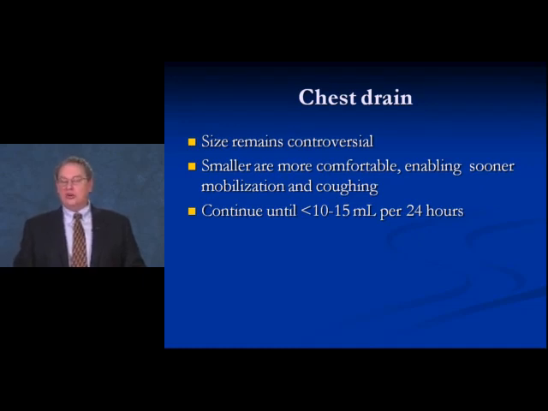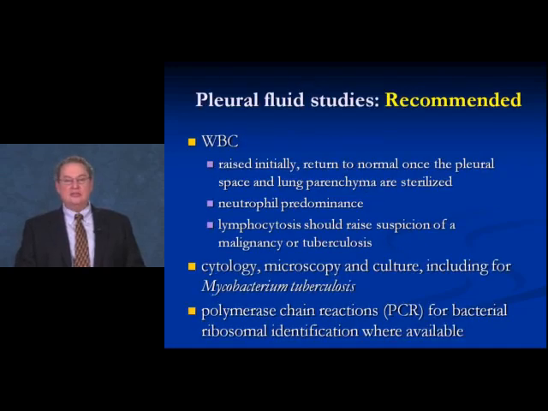The smaller ones are more comfortable, enabling children to mobilize sooner. They can get up and out of bed and even walk around with these smaller tubes in place. The larger tubes are less comfortable, typically more painful and a little bit more difficult in terms of being able to get up and out of bed while the chest tube is still in place, and it's not clear there's a big advantage of one over the other. With either of these approaches, you're going to continue until the flow of pleural fluid is decreased to less than 10 to 15 mLs in a 24-hour period.